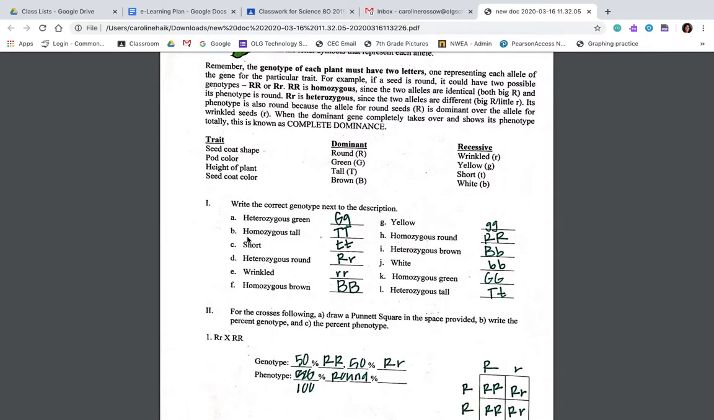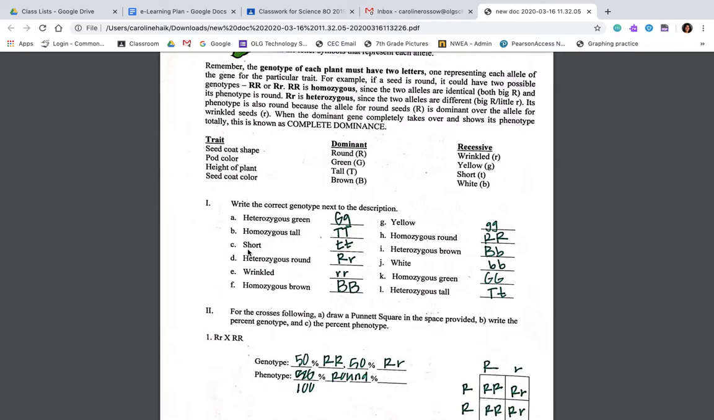The next one is homozygous tall. We know that homozygous is two of the same, so it's either going to be two capital or two lowercase. So we need to look at the traits. This says tall, so we look here to see where it says tall, and tall is dominant, so it's two capitals. The next one says short, just short.